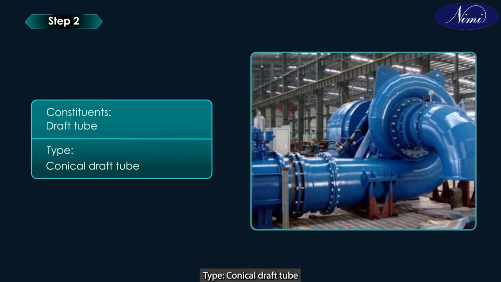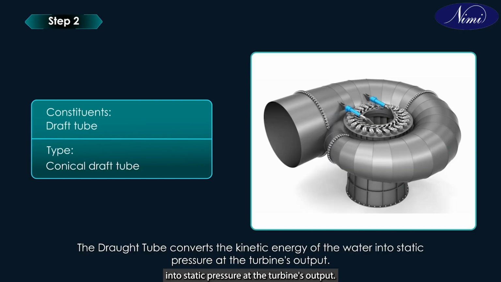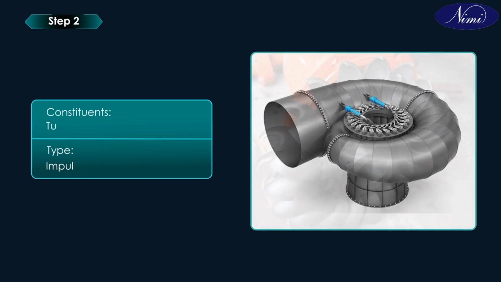Constituents: draft tube. Type: conical draft tube. Function: the draft tube converts the kinetic energy of the water into static pressure at the turbine's output. It is typically located near the exit or exhaust of the turbine. This keeps the water's kinetic energy from dissipating as it passes through the turbine's output.